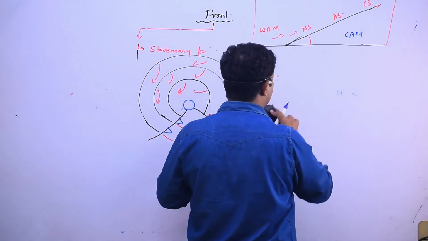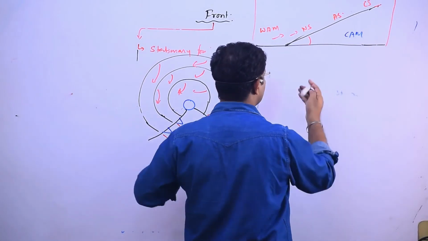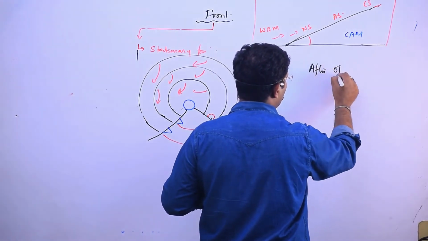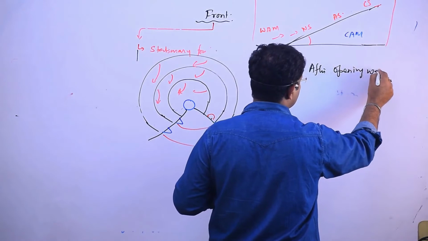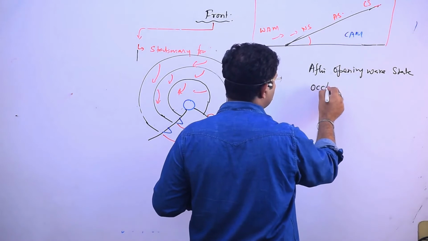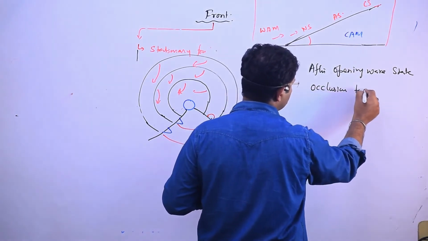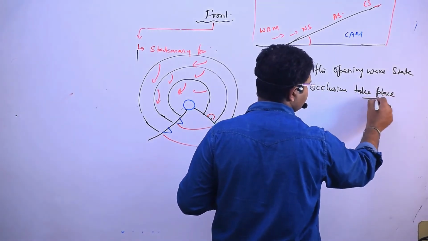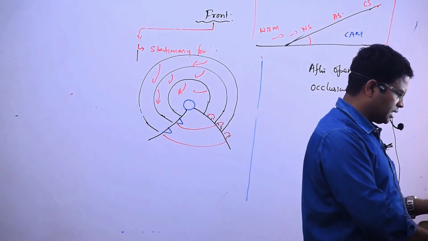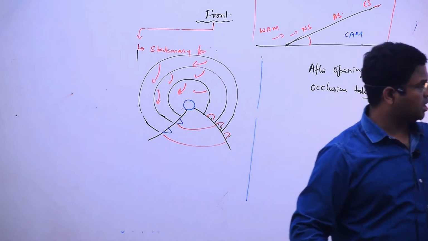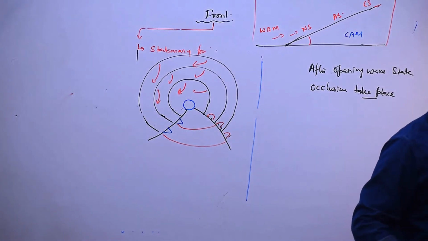After the opening wave stage, what happened? After opening wave stage, occlusion takes place. Occlusion takes place. And you can see, like I said, this structure determines what? Warm front. And this one is, I said, cold front.